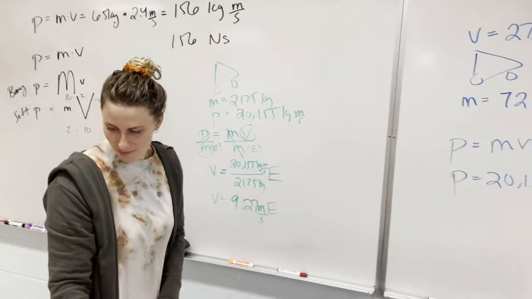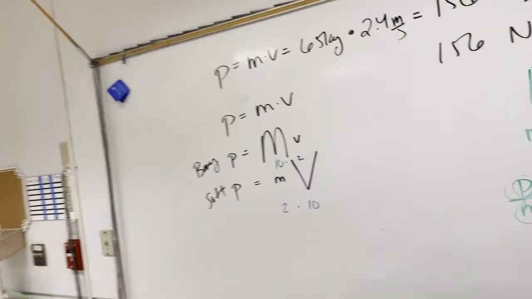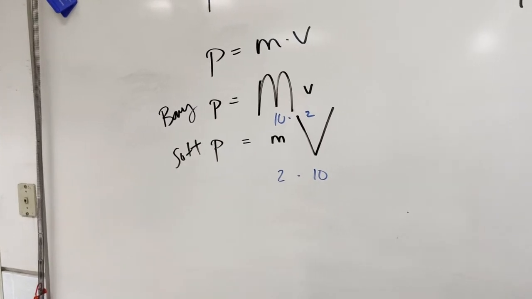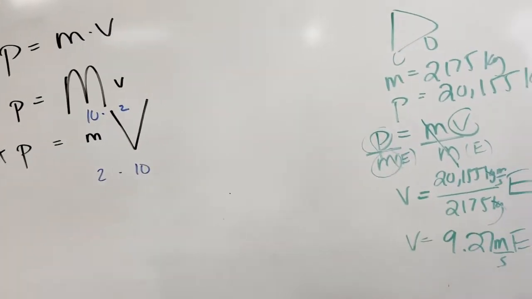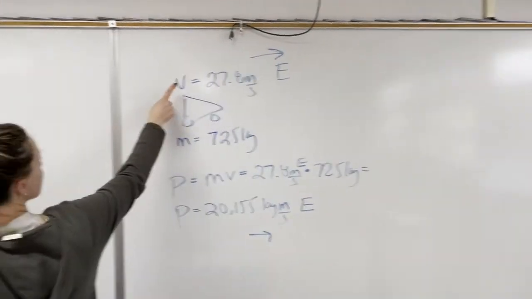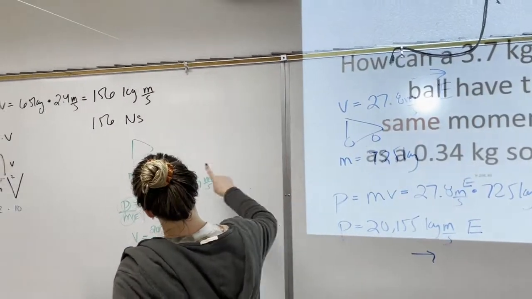That sure is simple, Miss Mo. I know, it's easy, right? Just use mass times velocity and draw out your diagram. It helps. They both had the same momentum. Larger mass, smaller velocity. Smaller mass, larger velocity. This one has less velocity and more mass. This one has more velocity and less mass.